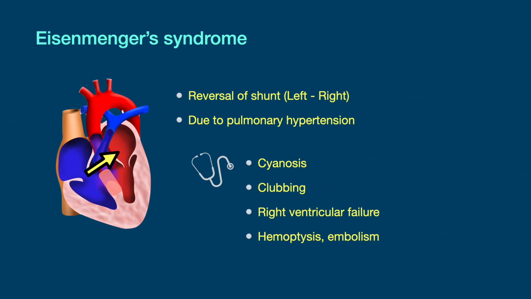Eisenmenger's syndrome describes the reversal of a left to right shunt in a congenital heart defect due to pulmonary hypertension. This occurs when an uncorrected left to right shunt leads to remodeling of the pulmonary microvasculature, eventually causing obstruction to pulmonary blood flow and pulmonary hypertension. In this case, it can be associated with ventricular septal defect. Features include original murmurs having disappeared, cyanosis, clubbing, right ventricular failure, hemoptysis, or embolism, and the management here would be heart-lung transplantation if required.